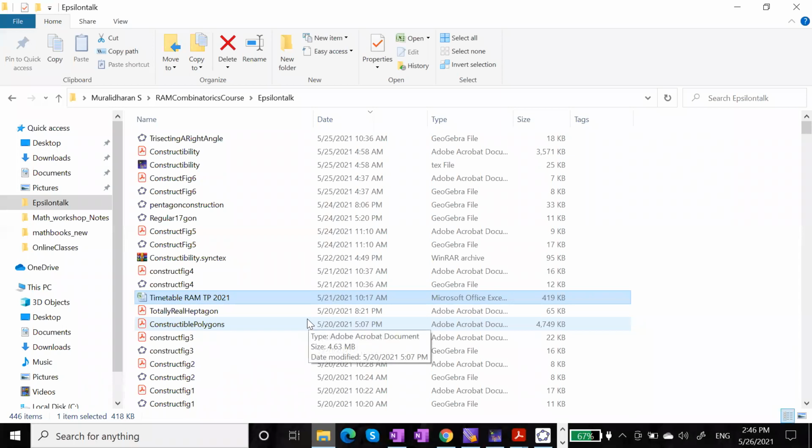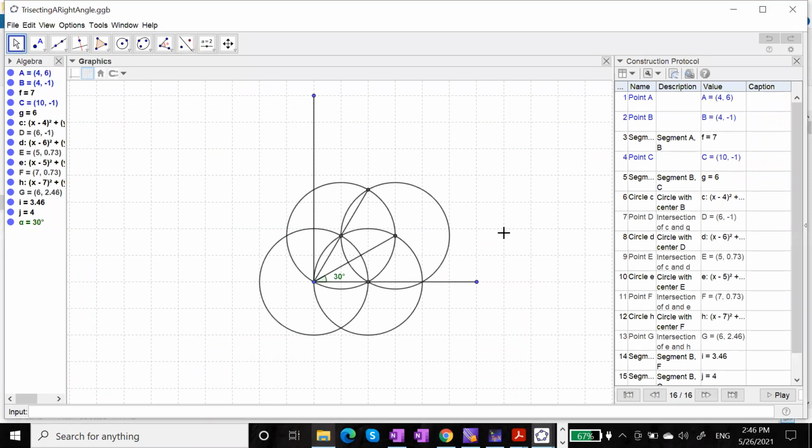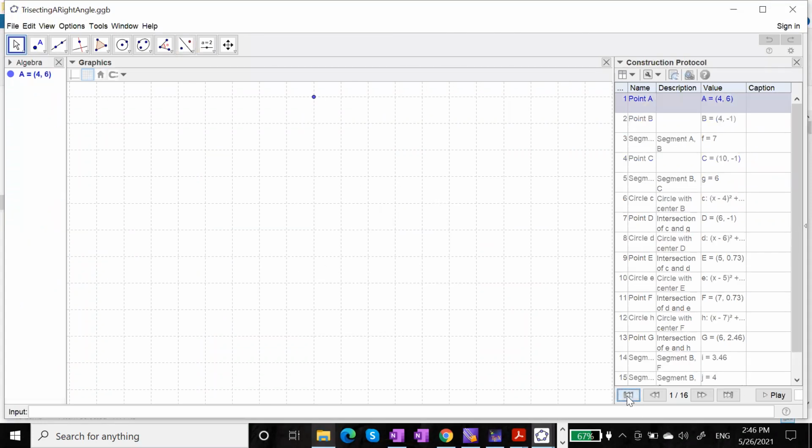Now let me show you a trisection of a right angle, again using just a straight edge and compass. Sir, for trisection of a right angle, we can just construct an equilateral triangle, then a 60-degree angle, and bisect it. Yeah, that is one way.